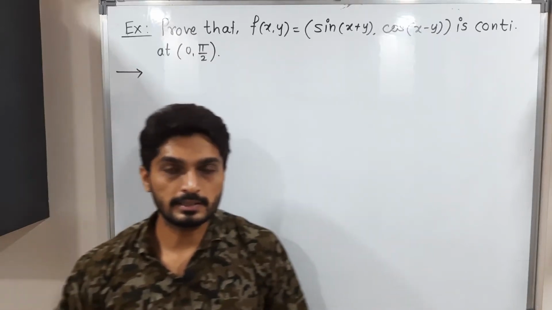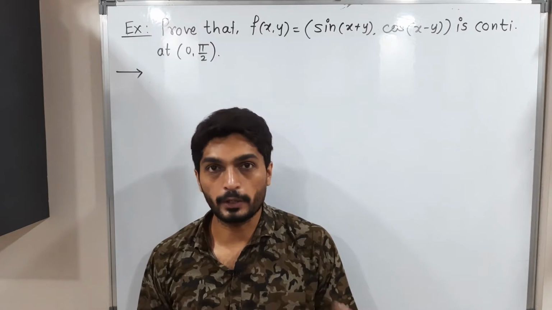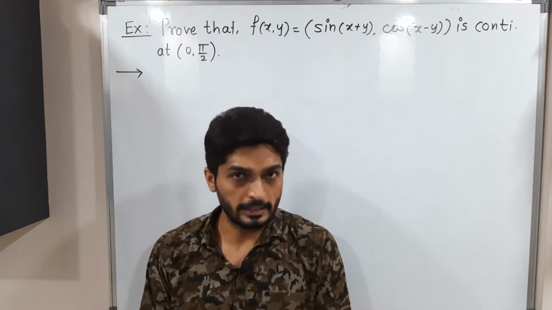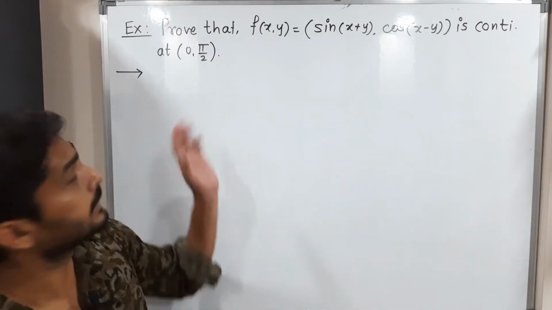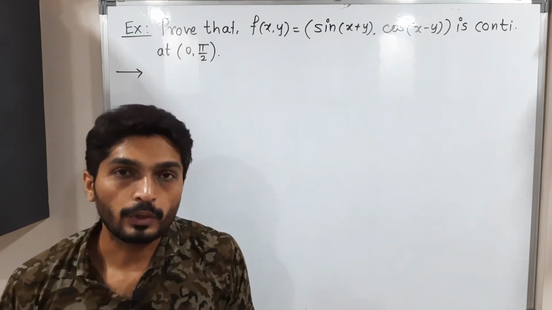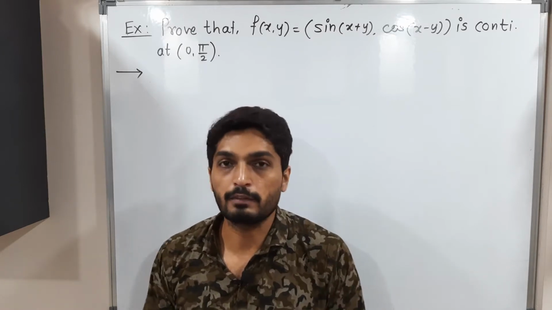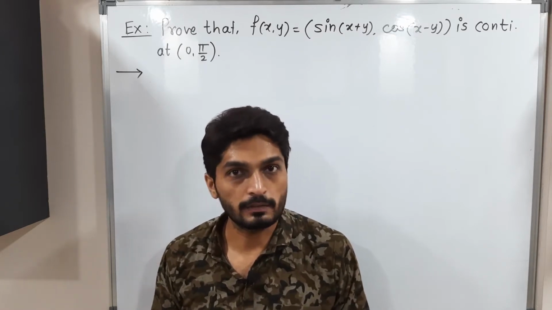So let us discuss this example. In this example, we have a vector field from R2 to R2, and we have to prove that it is continuous at (0, pi/2). Okay, so you know our technique. We prove that each component function is continuous, so that the given function is also continuous. So this is our technique.